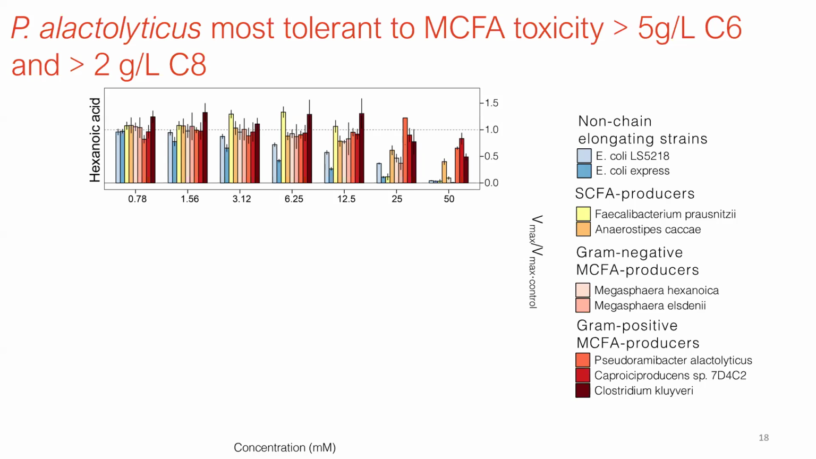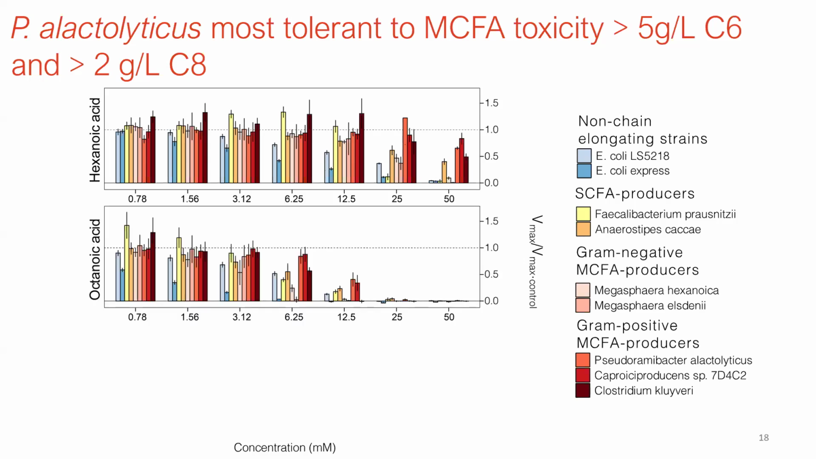In blue, we have some of the more model organisms like E. coli, which have actually been genetically modified to make MCFAs. It's a different approach. What you can see is that things like E. coli are pretty crummy at tolerating medium chain fatty acids, especially relative to these gram-positive chain elongating microbes that are naturally occurring, like lactolyticus. The native chain elongators don't really get affected by C6 concentrations too much until they're very, very high. When we get to octanoic acid, the toxicity is a lot higher, but these gram-positive chain elongators are still quite robust.